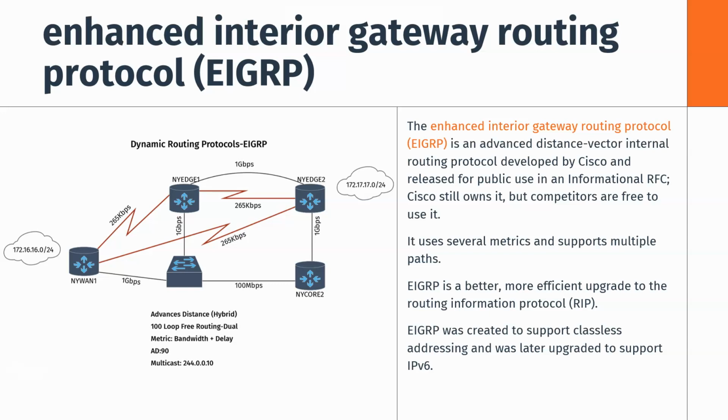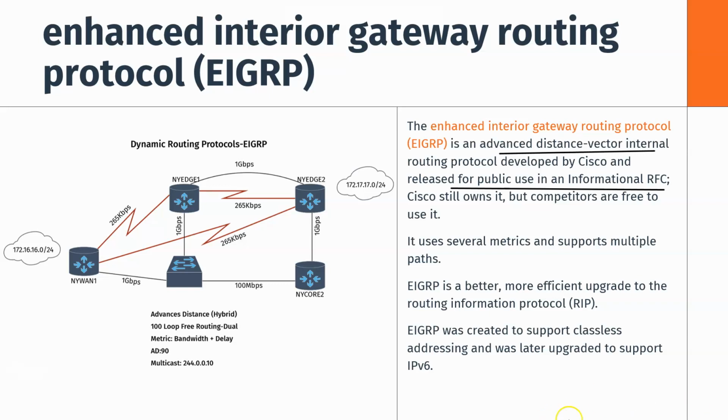EIGRP, the Enhanced Interior Gateway Protocol. Advanced Distance Vector is the term that goes along with it. Cisco did release it for public use as an informational RFC, but I don't think anybody's using it, because I think the fear would always be that, okay, they said we can use it, now let's embed it into our operating system, our IOS, and then all of a sudden Cisco says, well, we want a royalty because it's ours.